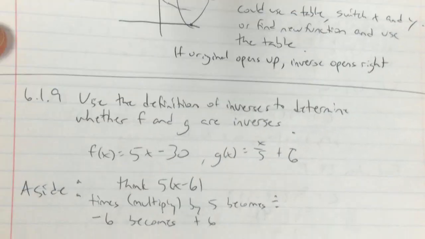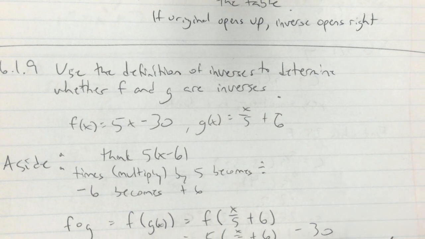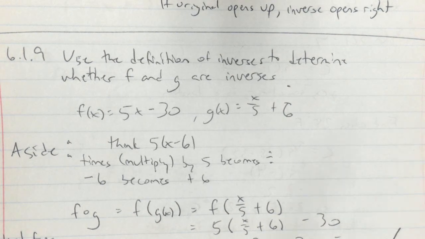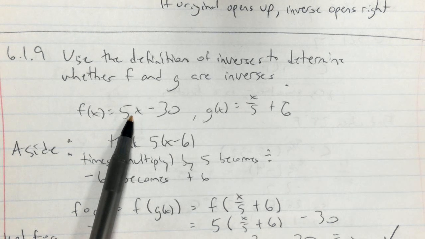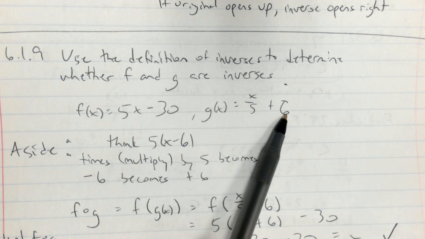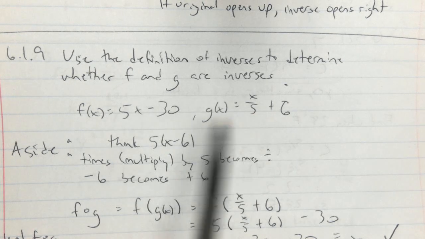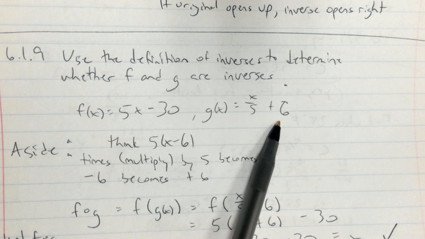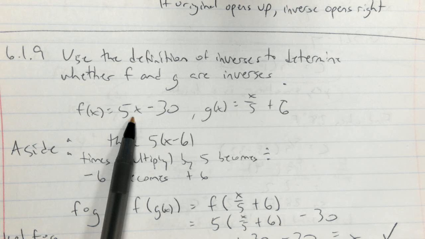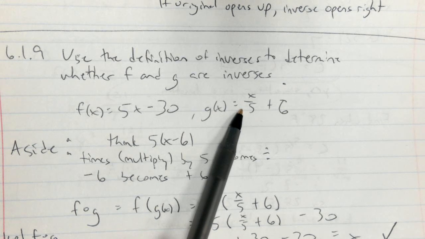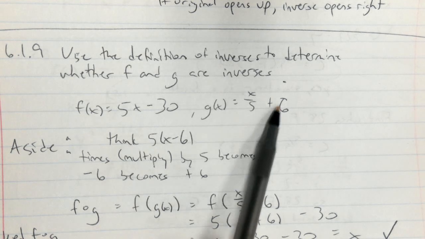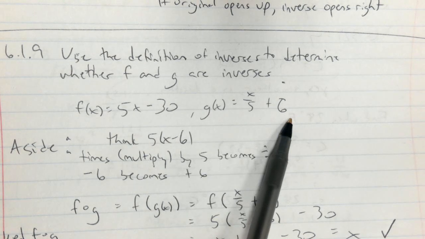Okay. For the next one, it says use the definition of inverses to determine whether f and g are inverses. So we have 5x minus 30, and g of x is x over 5 plus 6. These numbers are not exactly the same, but remember, we're thinking about inverse operations. This one had times 5, and this one has divide 5. The other thing that's a little different is this says minus 30, but this says plus 6. That doesn't make sense, does it?